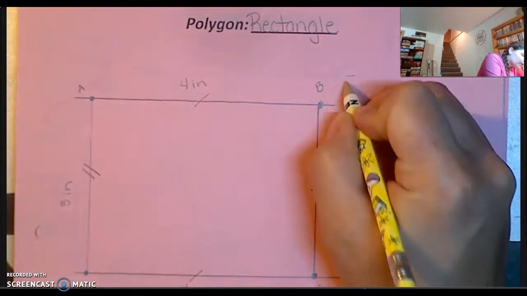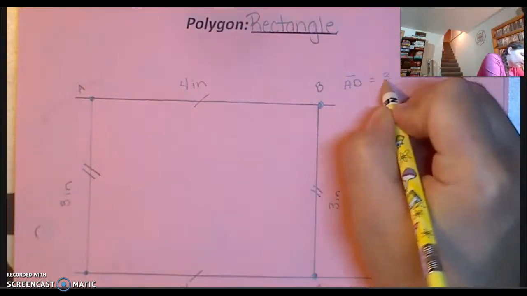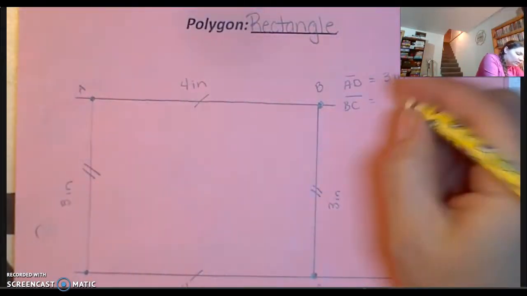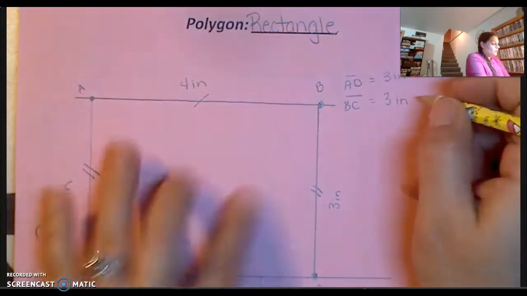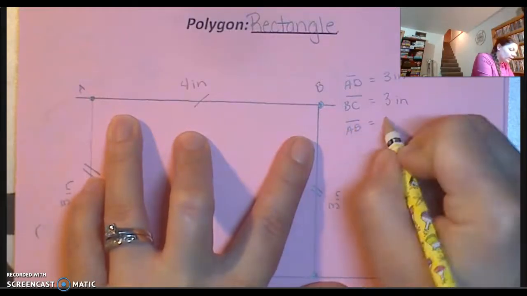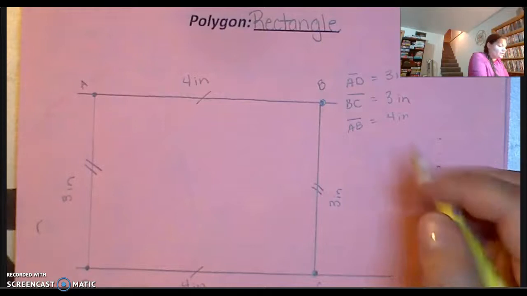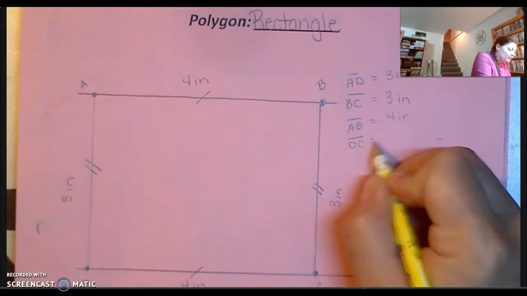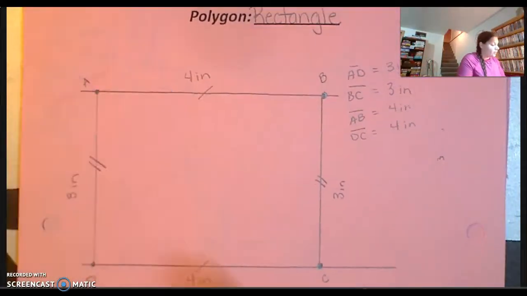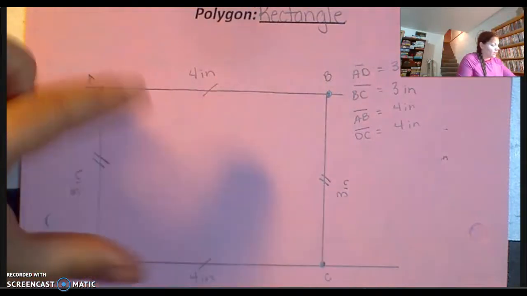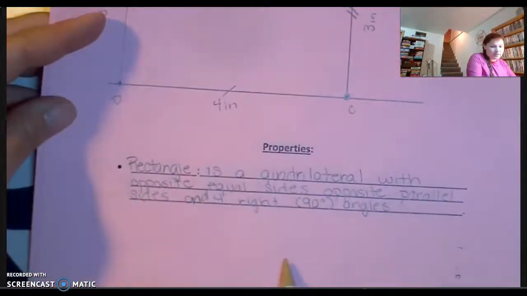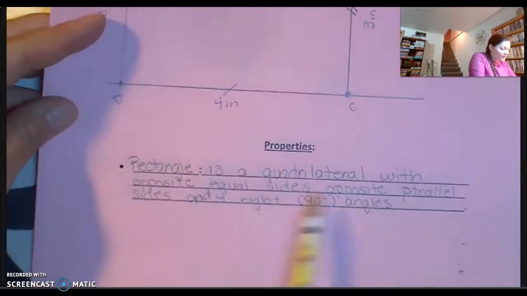Line segment AD equals 3 inches. Line segment BC equals 3 inches. And then this line segment is AB, and it is equal to 4 inches. And it is opposite of line segment DC, which is also equal to 4 inches. So now I have parallel lines here, parallel lines here, I have equal line segments here, and I have equal line segments here. Back down to our properties. It says opposite equal sides, opposite parallel sides.